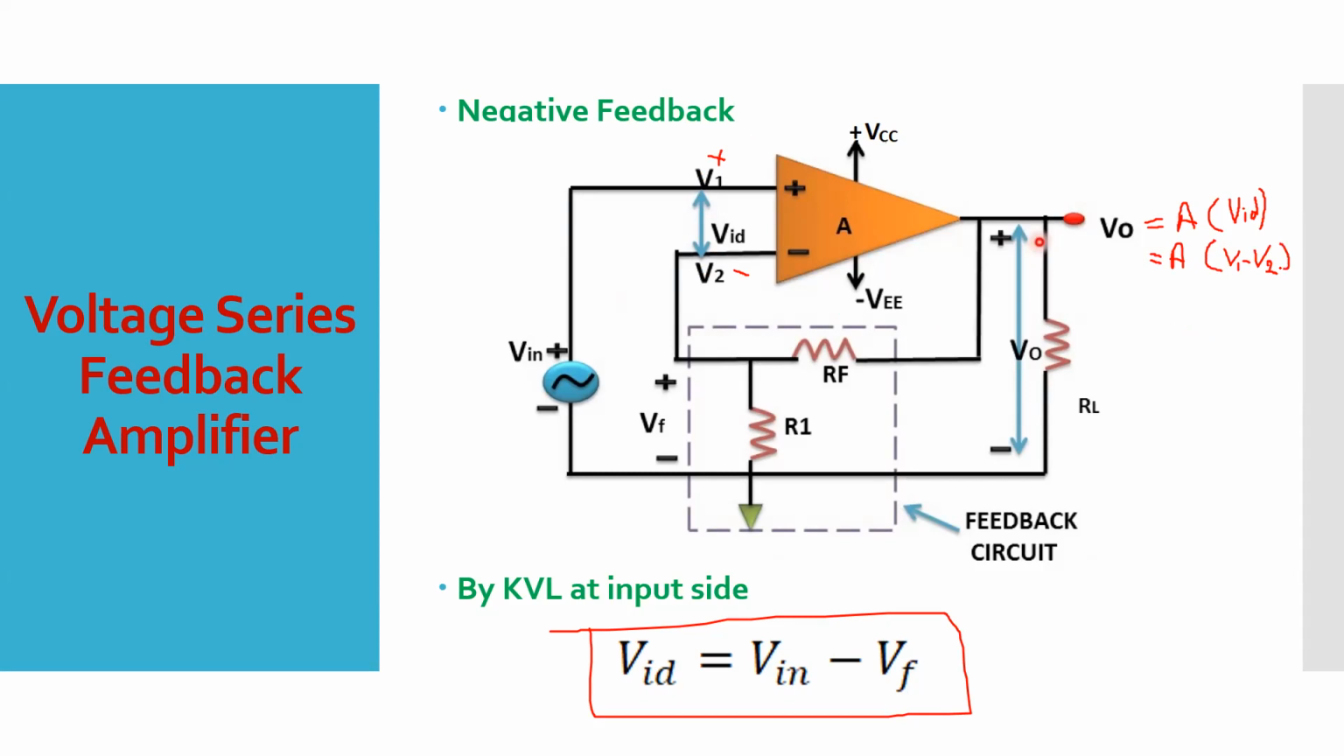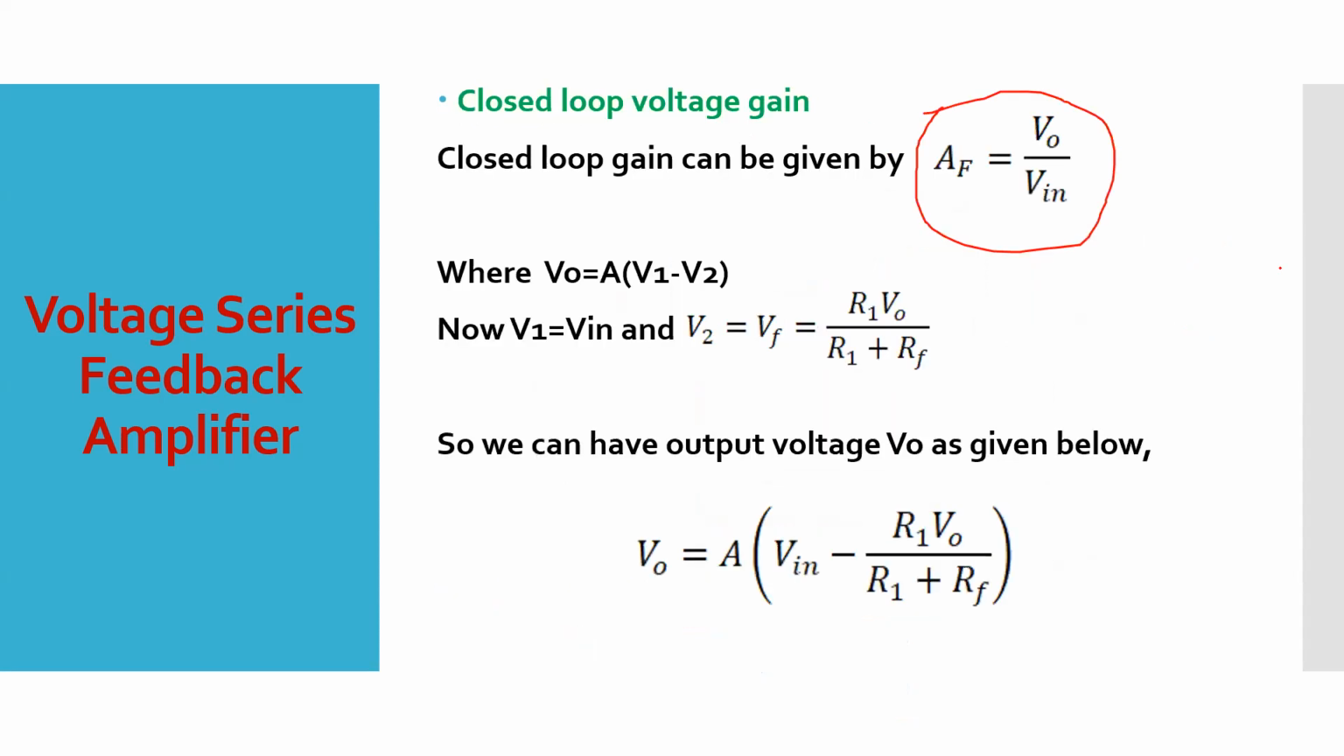Can you see this, everyone? Can I get V0 like this? That V0 is equal to capital A in bracket V1 minus V2. So that same formula is taken here also. You can see that. V0 is equal to A in bracket V1 minus V2. Okay. Now, what is your V1?